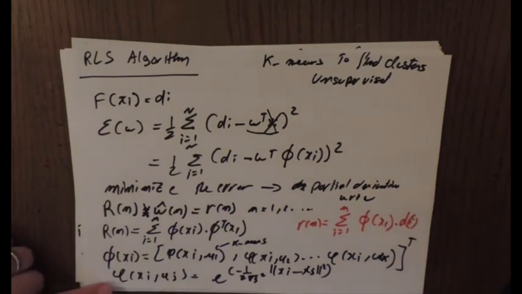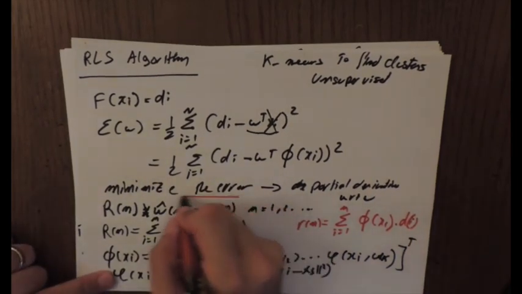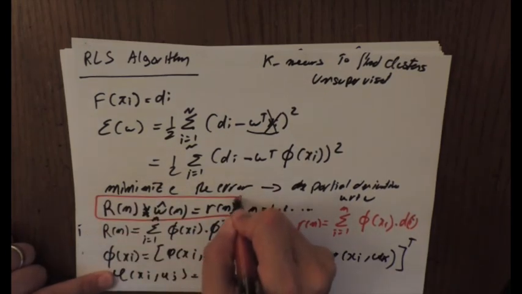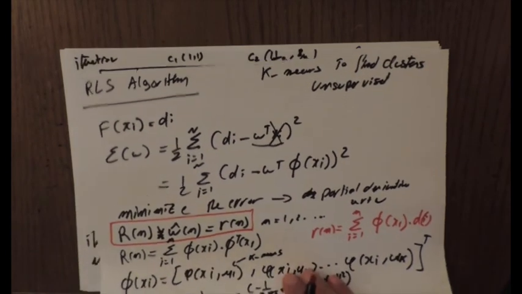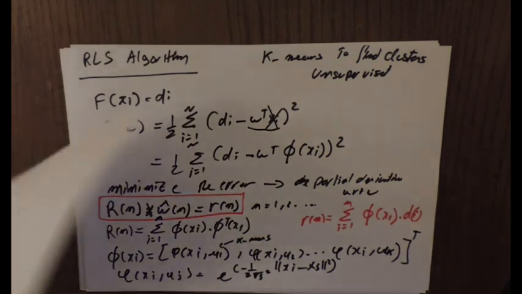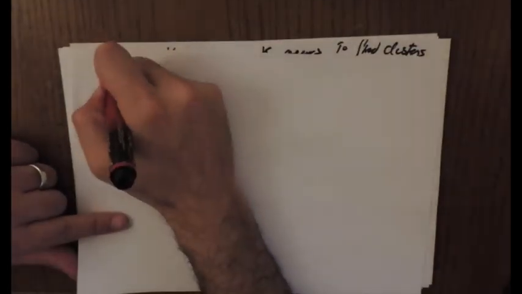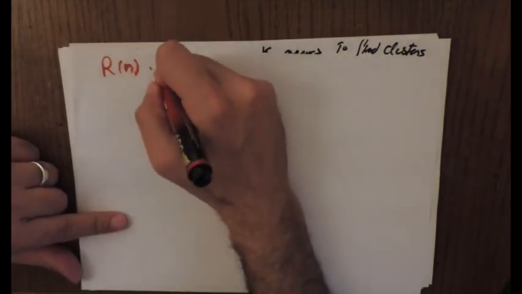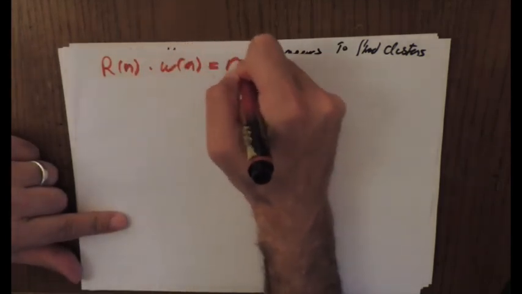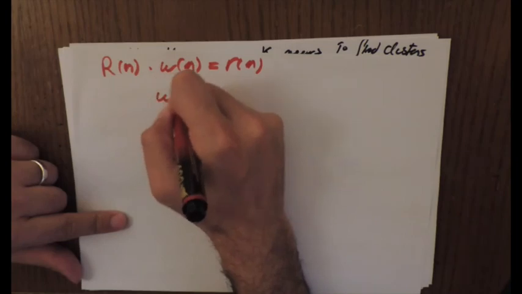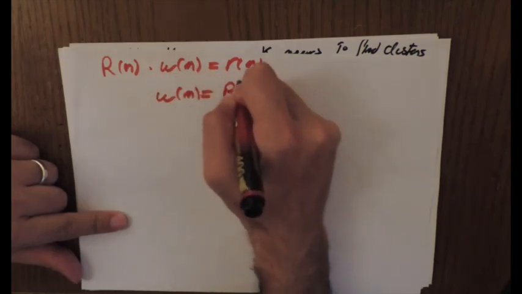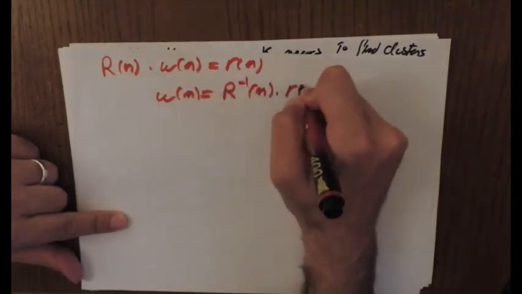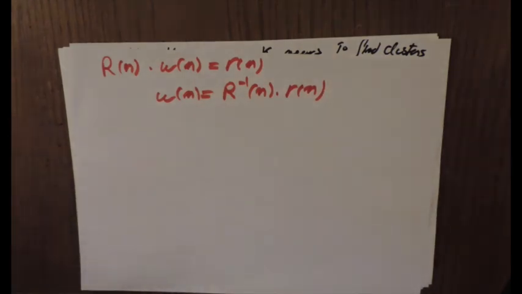So now all we need to do, if you take a look at this formula, is find R n minus 1. So I'm going to write again. We have this formula, R n times W n equals small r of n. So W of n is equal to R minus 1 of n times small r of n. So now the point is finding R minus 1 of n.